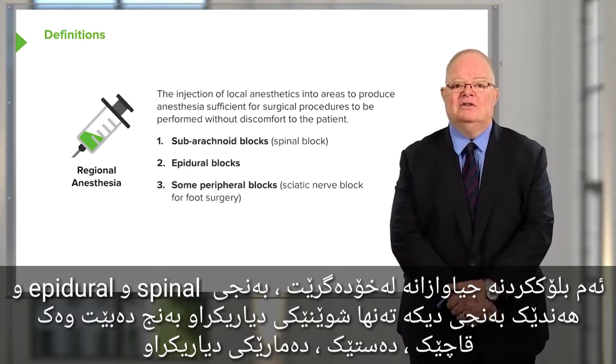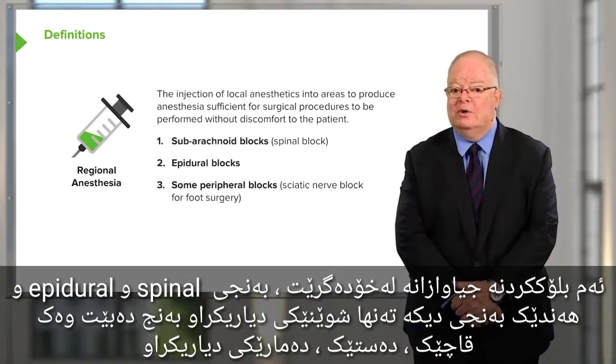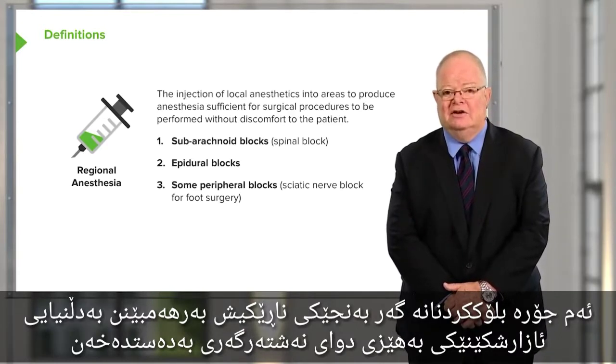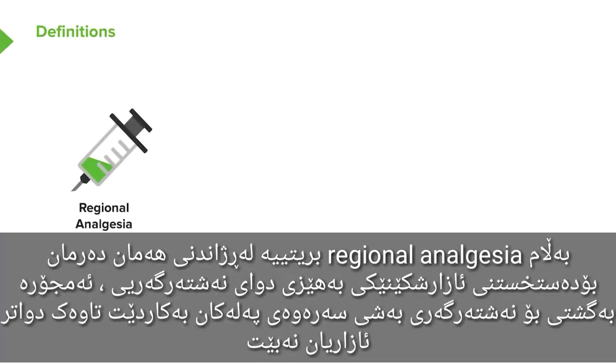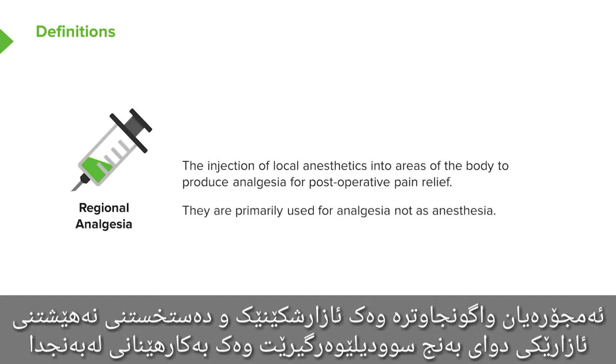With peripheral nerve blocks, it's never quite as clear as that. We certainly can do surgery with some of these blocks, but in many cases the blocks are inadequate for surgical anesthesia, but produce excellent postoperative analgesia. So regional analgesia is the injection of the same local anesthetic into areas of the body to produce analgesia for postoperative pain relief. These blocks are commonly used in upper limb surgery to produce postoperative analgesia. Some of these blocks are sufficient to provide anesthesia for surgery, but the duration of surgery and the position of the patient during surgery results in them being used primarily for analgesia.